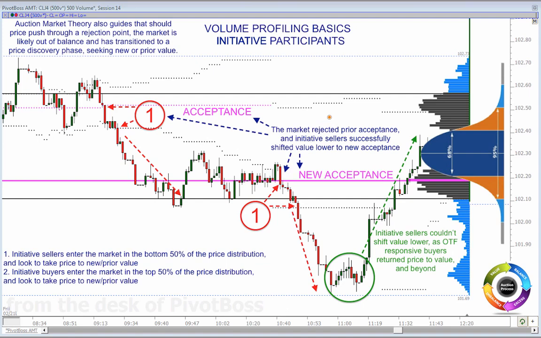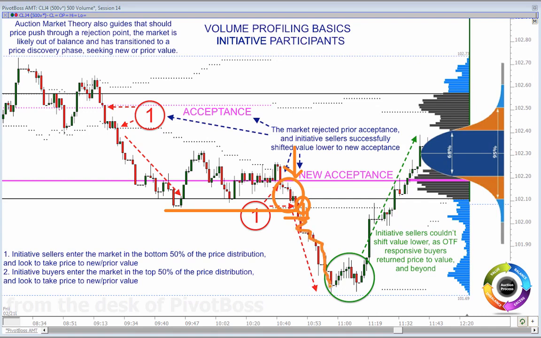So these are initiative participants, and you have to identify what's going on, who's trying to lead, so that you can identify if they're winning the ball game or losing. Because if you know initiative participants are selling here and you're not in the market yet, well, then you need to say, okay, what do they need in order to take this thing lower? Well, they need to take out the stops below here. And once they take out the stops below there, price never came back to retest.